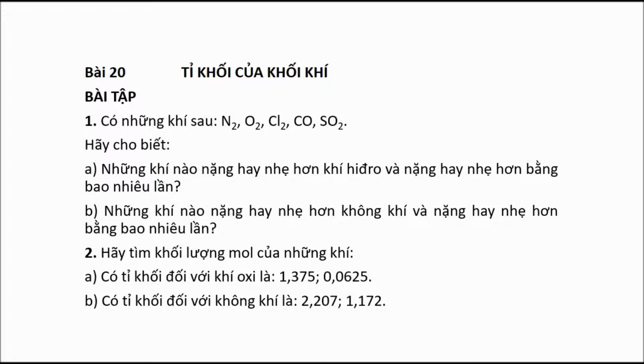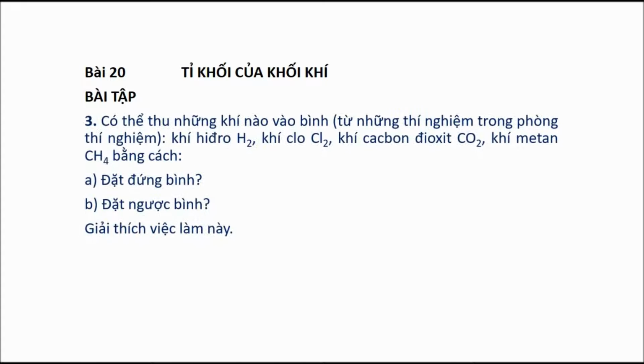1.375, 0.0625. B. Relative density with respect to the air of 2.207, 1.172. 3. Which gases can be collected into a flask or tube from experiments in the laboratory: hydrogen gas H2, chlorine gas Cl2, carbon dioxide gas CO2, methane gas CH4, by placing it in A. Normal vertical position, B. Upside down vertical position. Explain your answers.